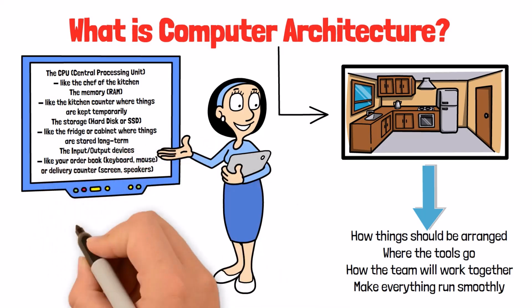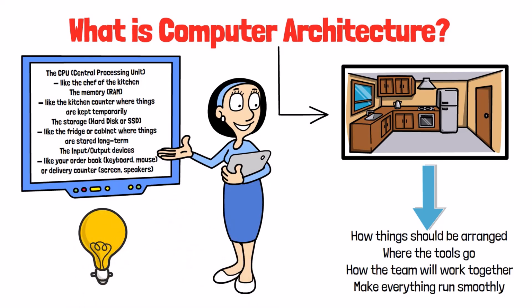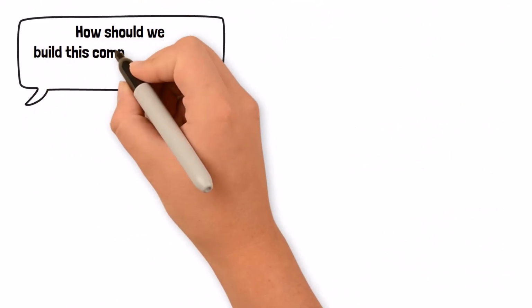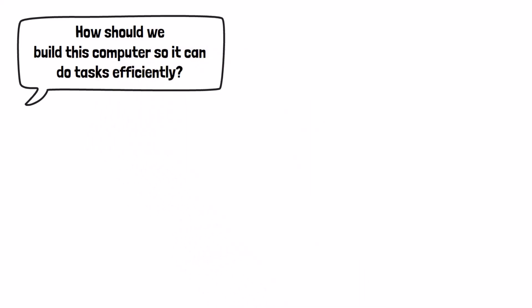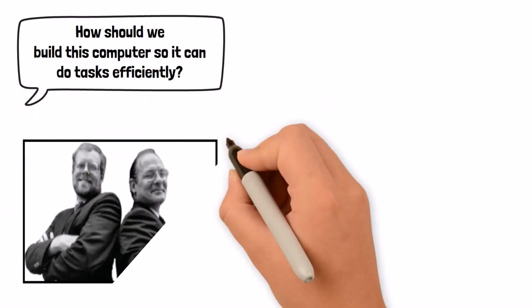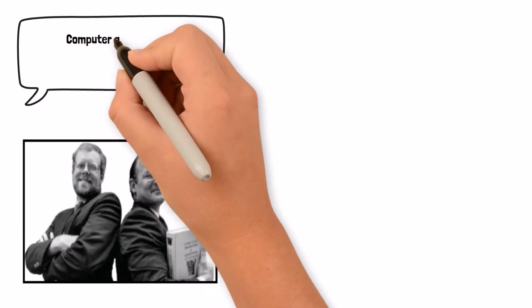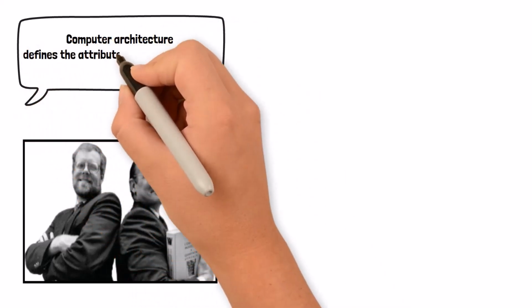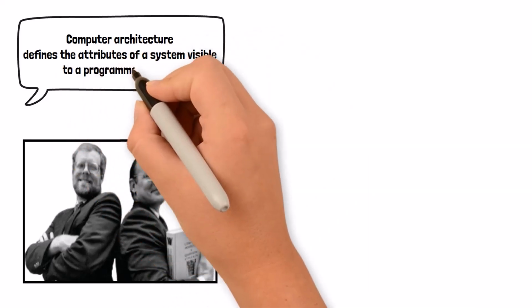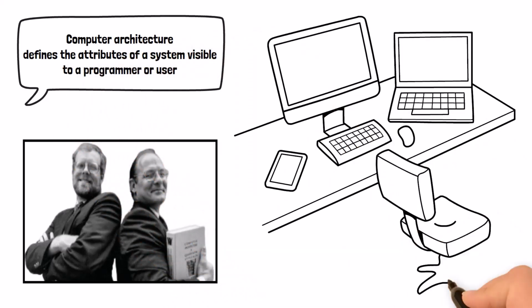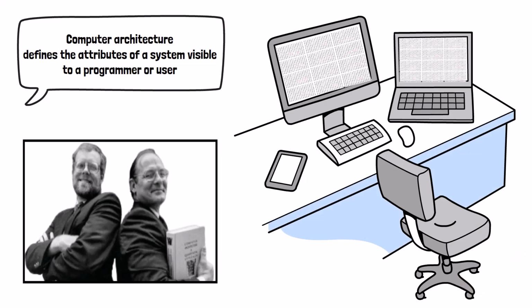So, computer architecture answers the question, how should we build this computer so it can do tasks efficiently? A famous definition by John L. Hennessy and David A. Patterson, two legends in the field, says, computer architecture defines the attributes of a system visible to a programmer or user. In other words, it's the part of the computer you can interact with and program.